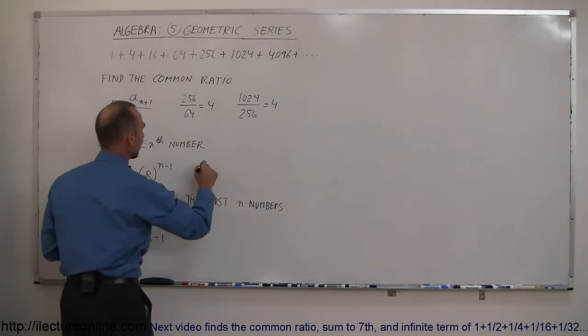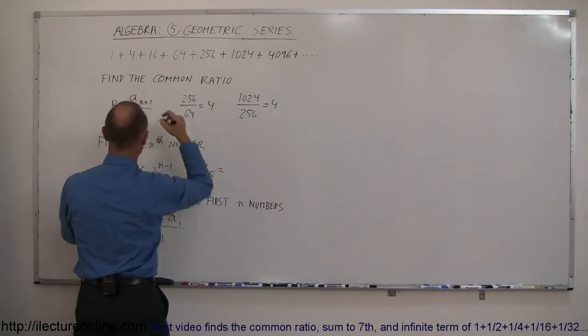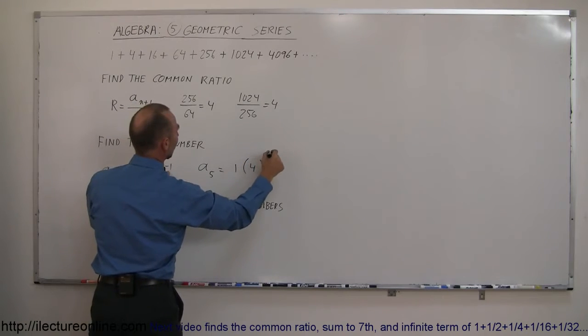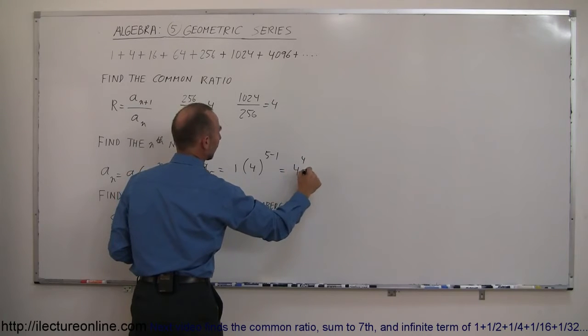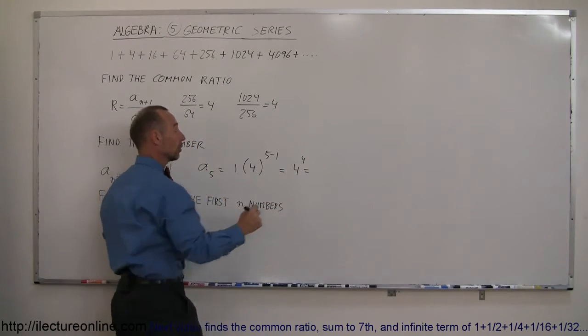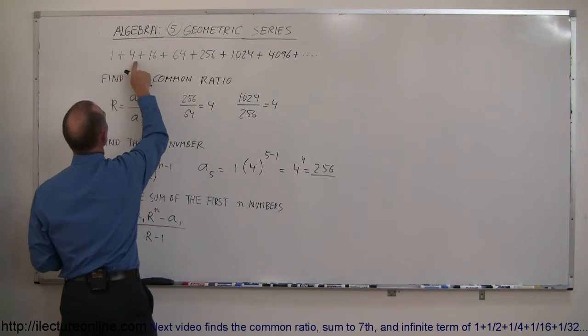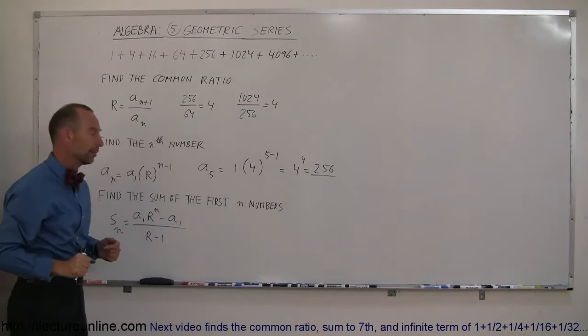Let's say I want to find the fifth number in the sequence. That is equal to the first number in the sequence, which is 1, times the common ratio 4 to the power n minus 1, which would be 5 minus 1. So this would be equal to 4 to the fourth power, which is equal to, let's see, 64, 256. And the fifth number, 1, 2, 3, 4, 5, is 256. That's exactly what I found.